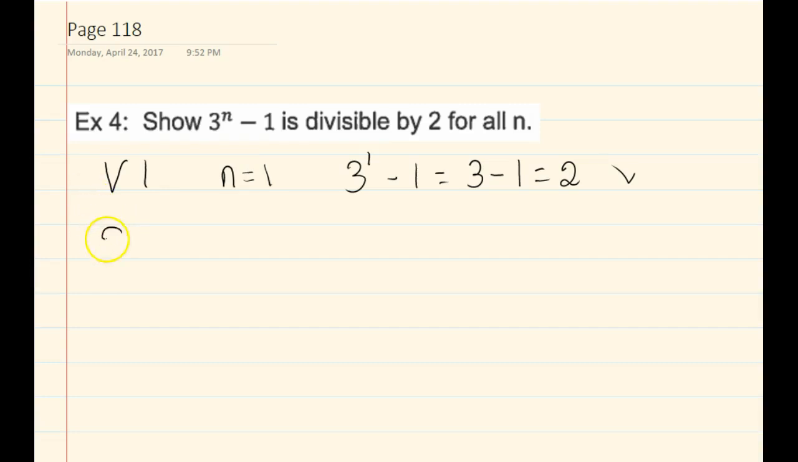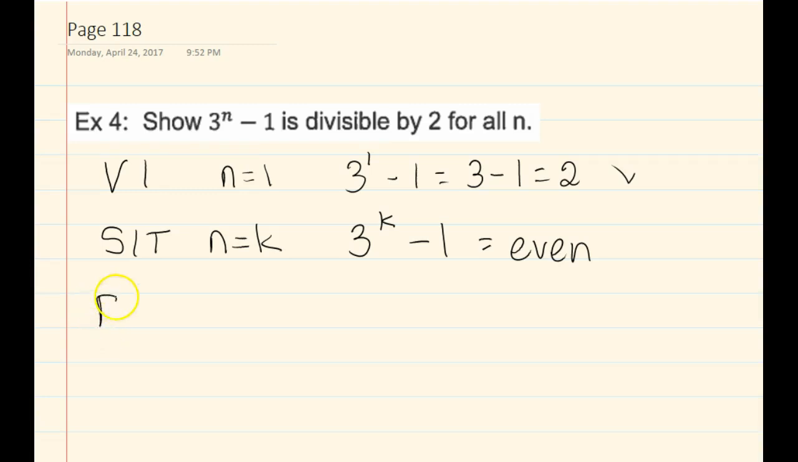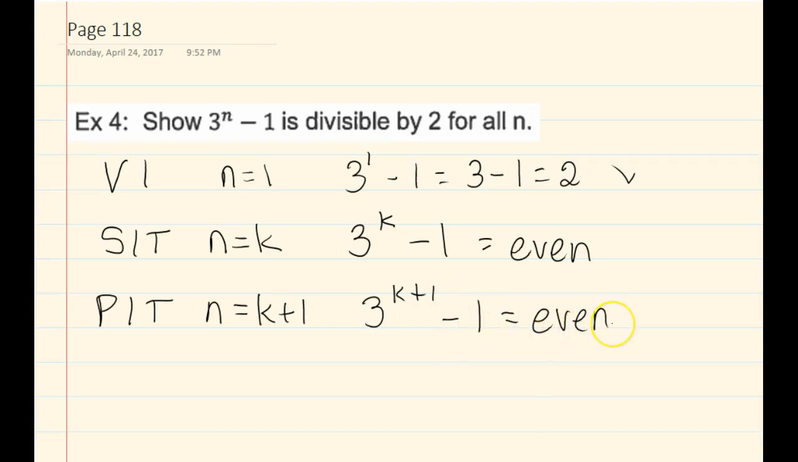The next thing we need to do is assume. That means we say it's true when n is equal to k. So we're going to say 3 to the k power minus 1 is equal to an even number, or a number that's divisible by 2. The last thing we need to do is prove that it's true for n is equal to k plus 1. So we're going to prove that 3 to the k plus 1 minus 1 is an even number. So that's what we're going to prove.